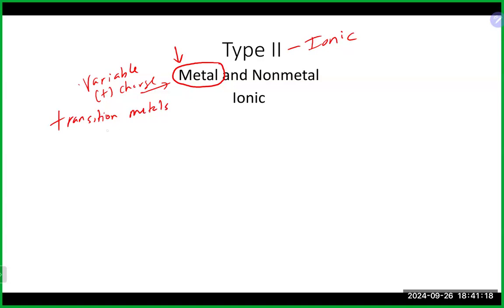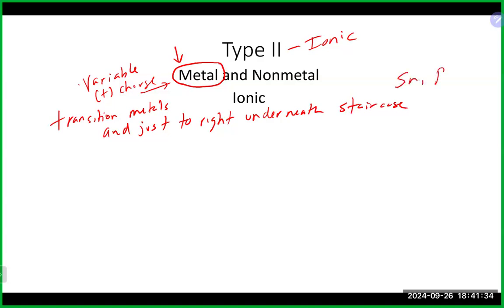And just to the right on the periodic table, underneath the staircase where we have our metalloids. So things like tin, things like lead, things like antimony, bismuth, those guys, they can have a variable charge, even though they technically are not transition metals. They are basically named the same way because they can have that variable charge.